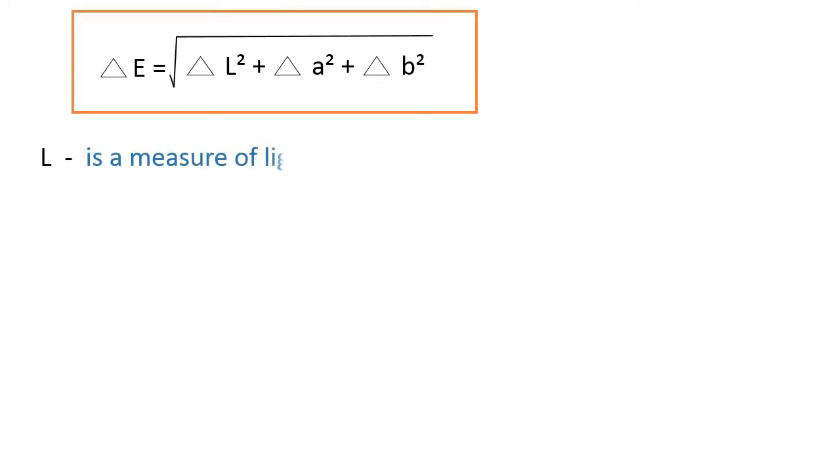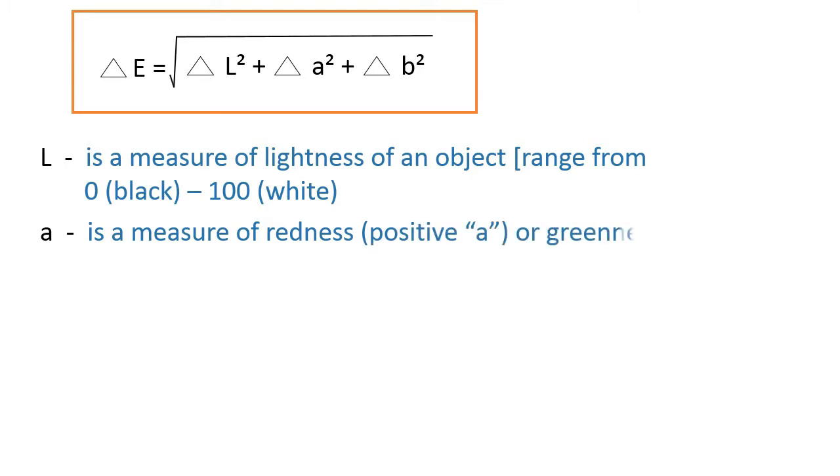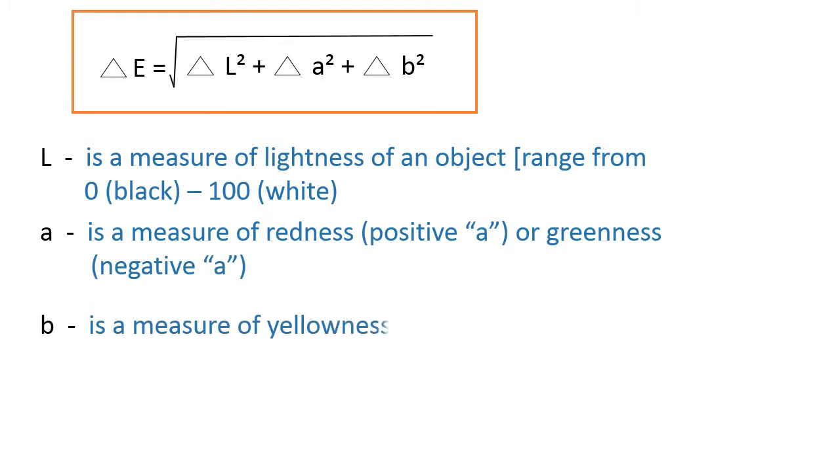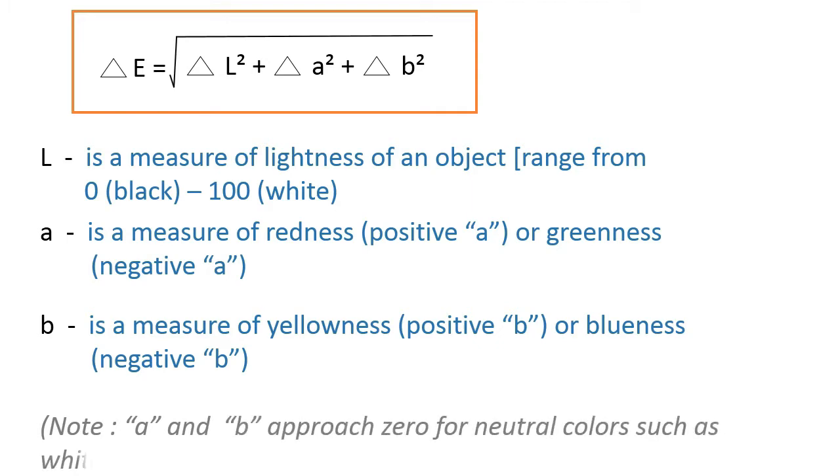L is a measure of lightness of an object, ranging from 0 to 100. A is a measure of redness or greenness. B is a measure of yellowness or blueness. Note, A and B approach 0 for neutral colors such as white, gray and black.